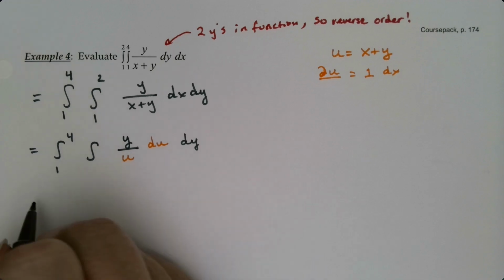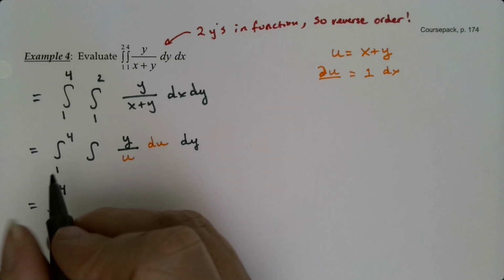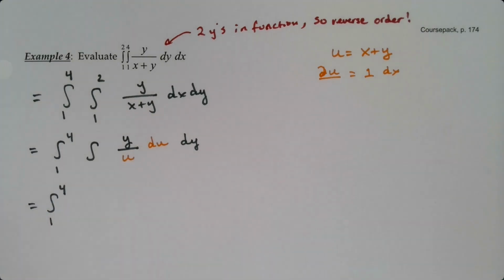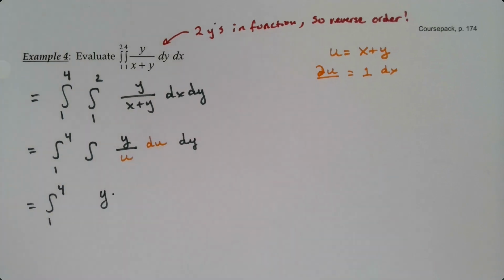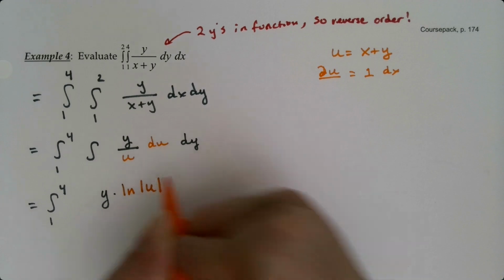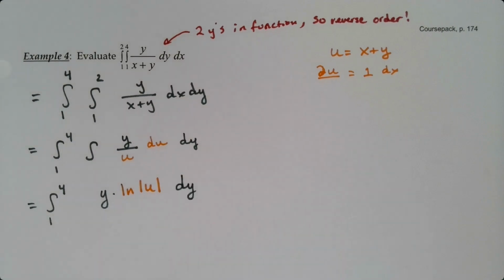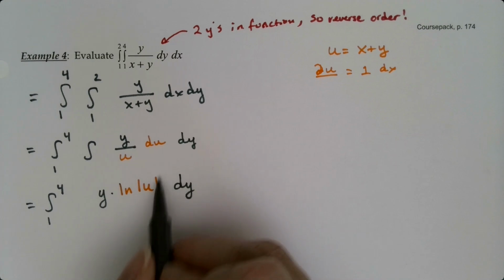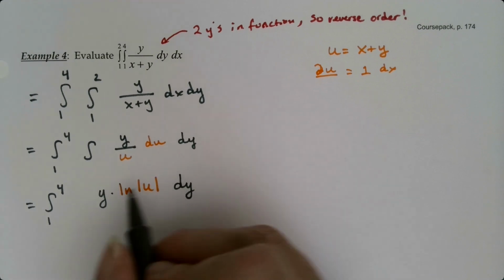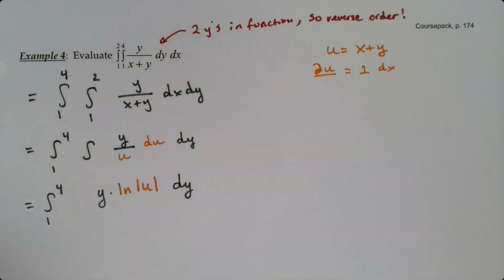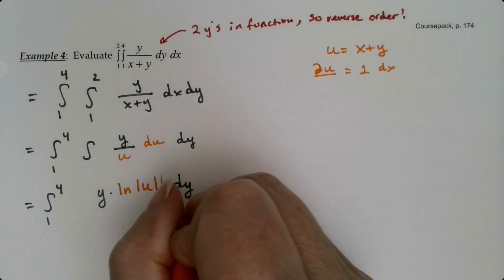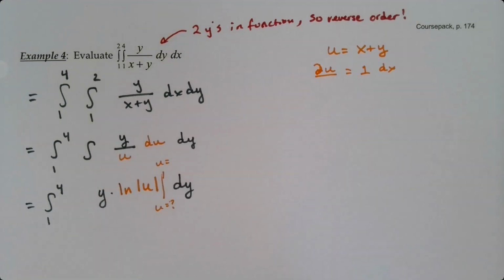So this is really the integral from 1 to 4 of y times the natural log of the absolute value. Let me do it this way. Y times the natural log of the absolute value of u dy. Right? So I've integrated. I didn't have values, so this is not perfect because I would need u values. I would need to go from u equals something to u equals something, which I didn't bother to figure out. But that's okay because I'm about to put back an x.